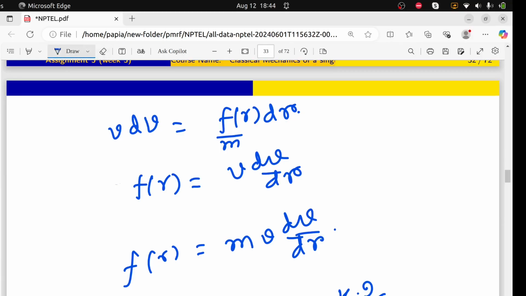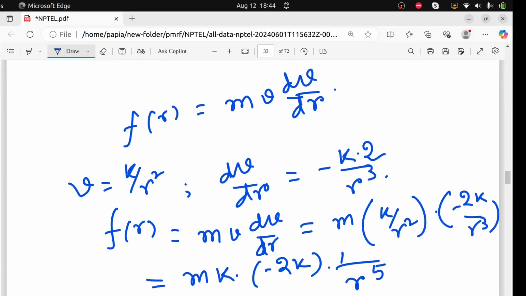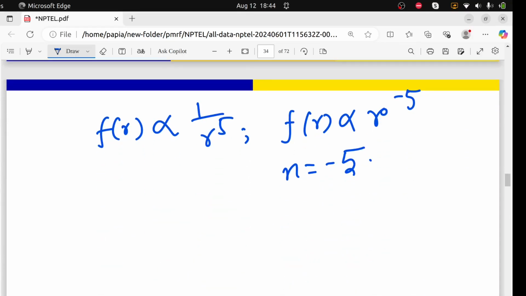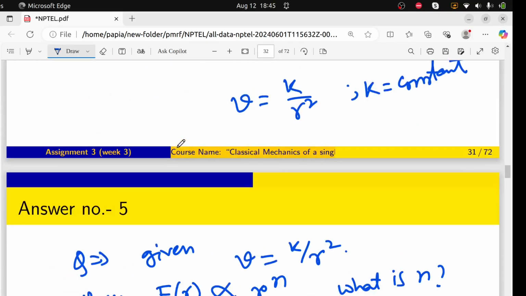Yes, this will be there, m v dv/dr, and v is k by r square. So dv/dr will be the derivative of k by r square, so it will be minus 2k by r cube. And then if I multiply these two, it is k by r square times minus 2k by r cube. We just need the dependency of F(r) on r. So I can see that F(r) is proportional to 1 by r to the power 5, and from that I can get n equals minus 5. So this is the answer.